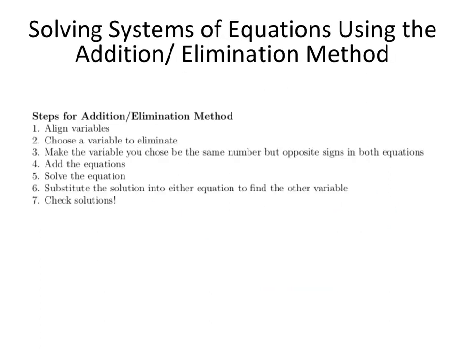The steps for the addition-elimination method are as follows. You want to align your variables. You want to put both of our equations into standard form where it's ax plus by is equal to c. Align our variables so that the x's are stacked, the y's are stacked, and then the numbers on the side are stacked. Choose a variable to eliminate. You want to make our variables be the same number but opposite signs in both equations. Add down, solve the equation, and then we'll have to use a little bit of substitution to find the other variable value. Okay, we'll go over this in the next slide.